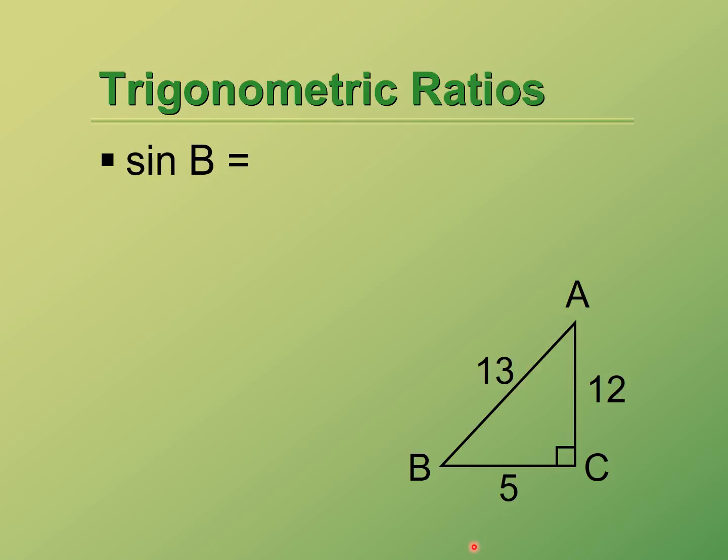Now let's do angle B. Angle B is over here. So to find sine, we would go opposite, which was 12, and put it over adjacent, which is 13. So sine of B would be 12 over 13. Cosine is adjacent over hypotenuse, so cosine of B would be this 5 over 13. And then tangent is opposite over adjacent, so that would be 12 over 5.